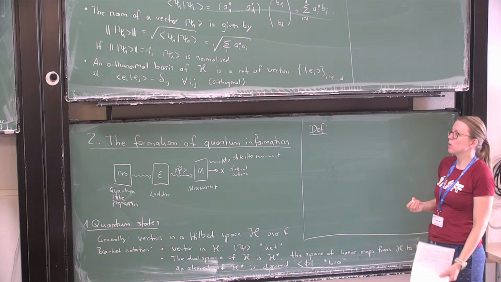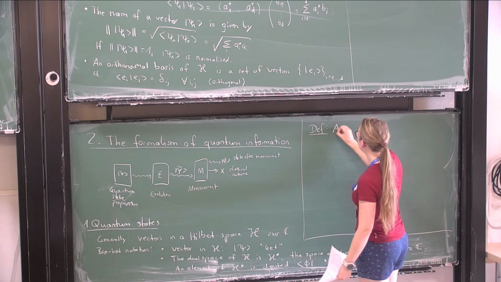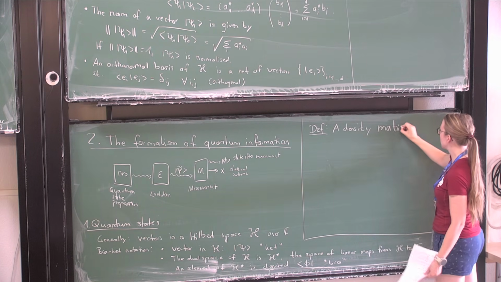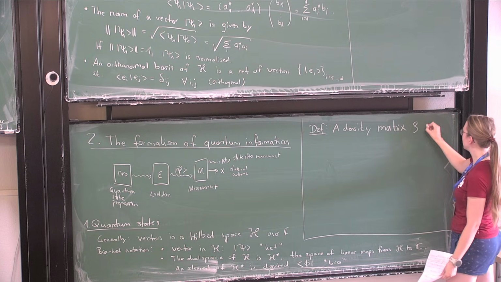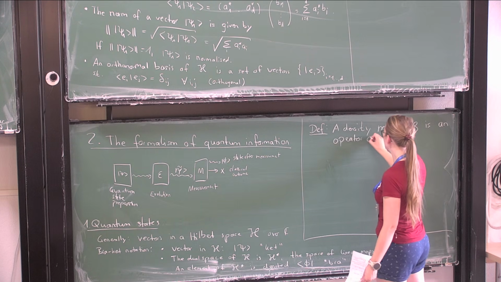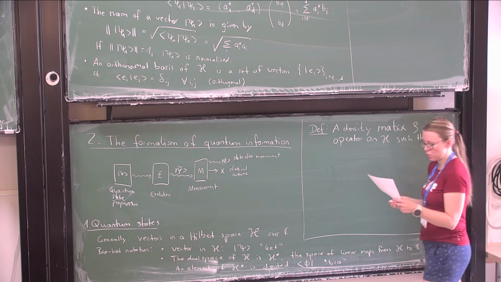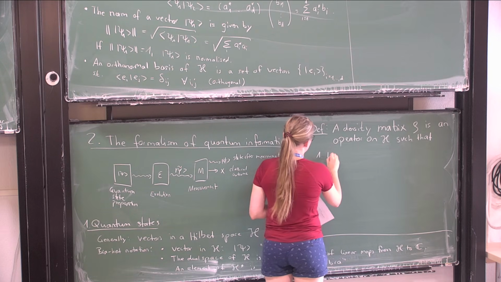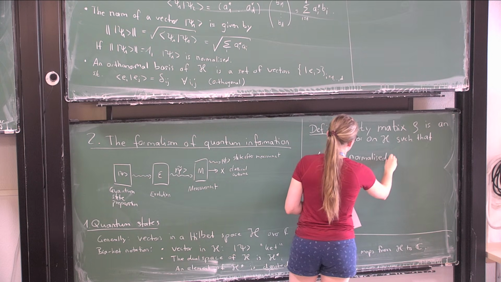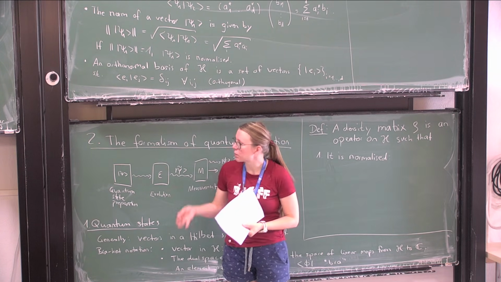So the density matrix: we don't take all possible bounded linear operators, but we have some extra properties. The density matrix rho is an operator on H such that the following three properties hold. It is normalized, similar to the vectors we introduced before, but in this case we now have matrices.